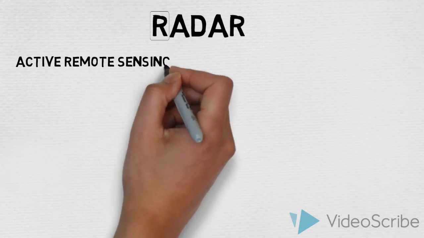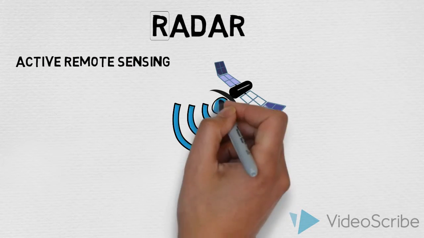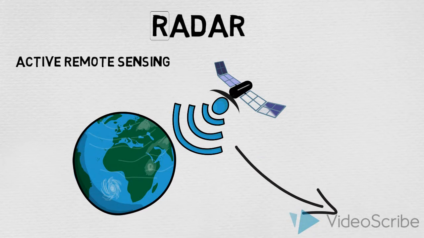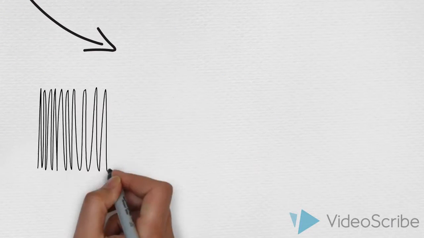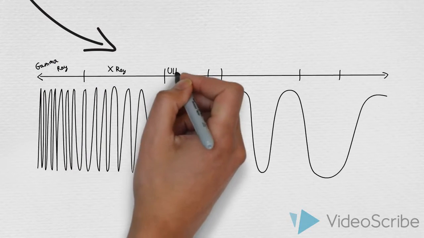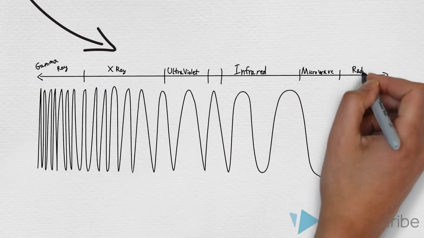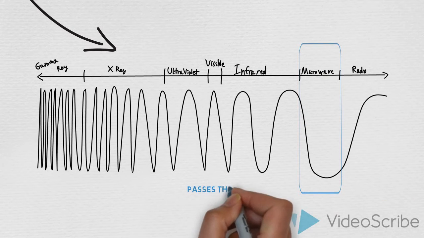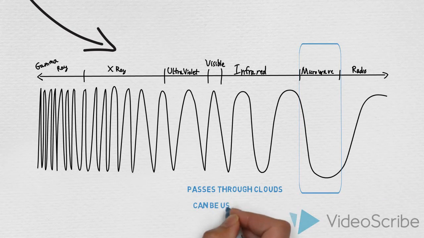Radar is an active remote sensing technique, which means that a satellite sends a signal to the Earth and picks it back up. This signal, when we look at the electromagnetic spectrum, is a microwave, because a microwave can pass through clouds and can be used at night.